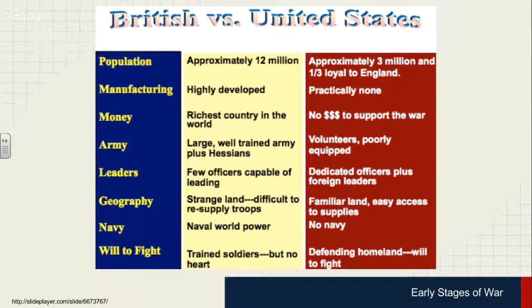Take a moment and study the chart that is on the screen and see what you identify as the strengths and weaknesses of the colonies in their fight against the British.